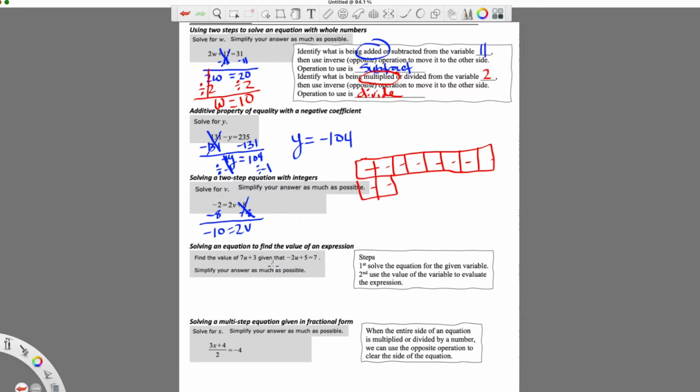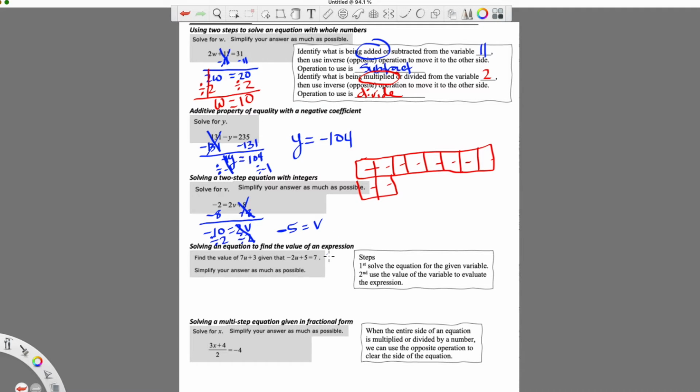All right, now what's being multiplied or divided by the variable? It's 2. So that's being multiplied. So I'm going to divide because that's the opposite operation. So -10 divided by 2, that's going to be -5. So you can do 10 divided by 2 and you get 5. Since it was a negative divided by a positive, it's going to be a negative. And then 2 divided by 2 cancels, and we have V.